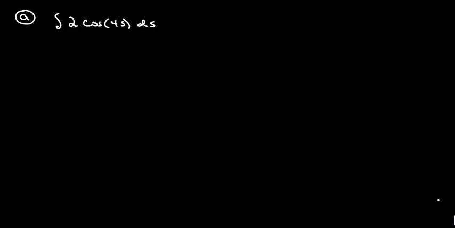Okay, in this video we have four different antiderivatives to find. So let's start with A here. I have the integral of 2 cosine 4s ds. So I'm looking for a function whose antiderivative is this. Okay, and so I'm going to do it by substitution.